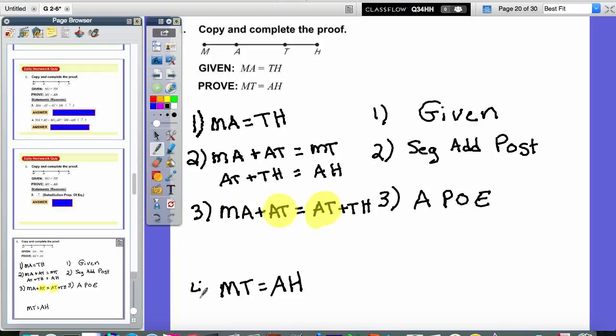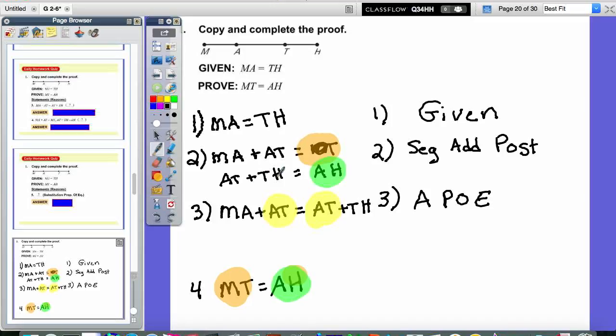Now, these ATs that I just added, I want to get to MT and AH. Well, MA plus AT is the same thing as MT. Color code that. Oh, I want to color code that, not knock it out. That was MT. And AT plus TH is AH. Color code those, different color. Oh, my pen. Highlighter's not working. That's AH. Okay? So I can start to see here that I have lots of things that are equal to each other.